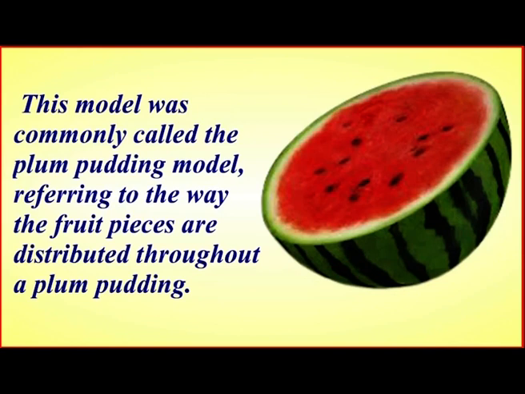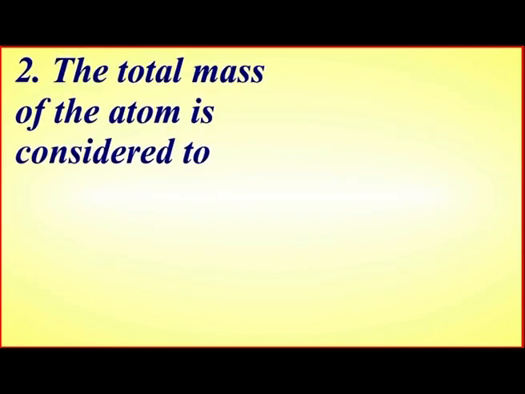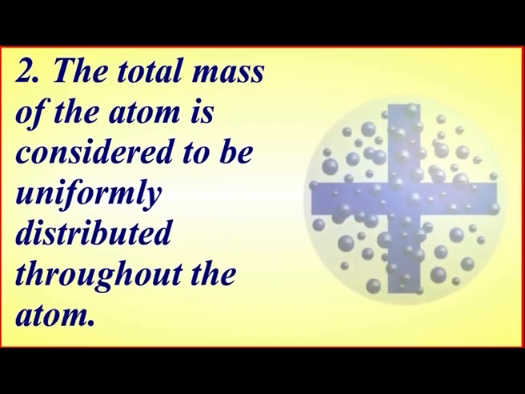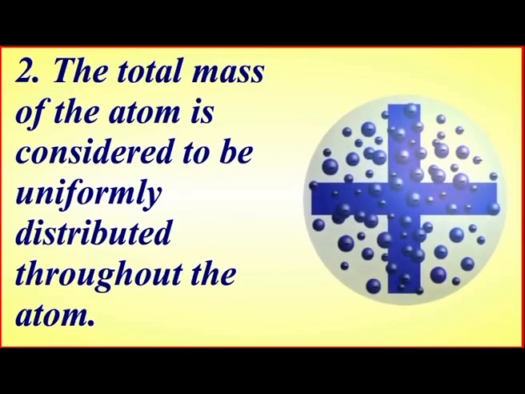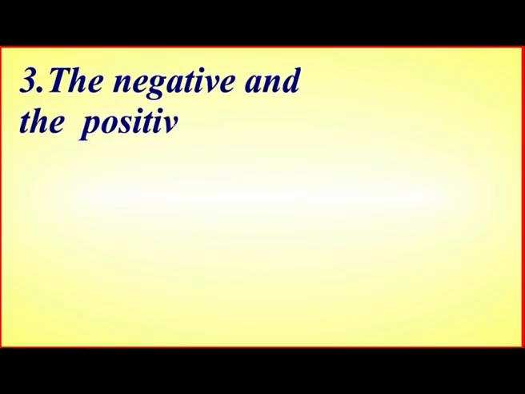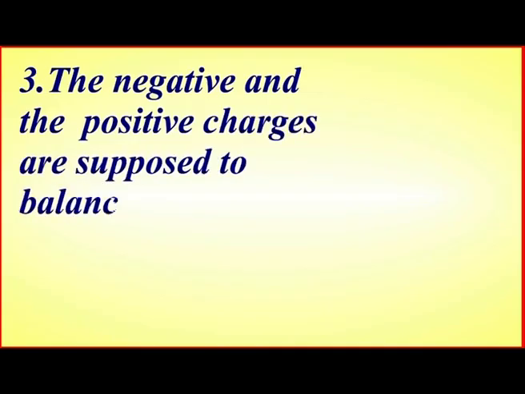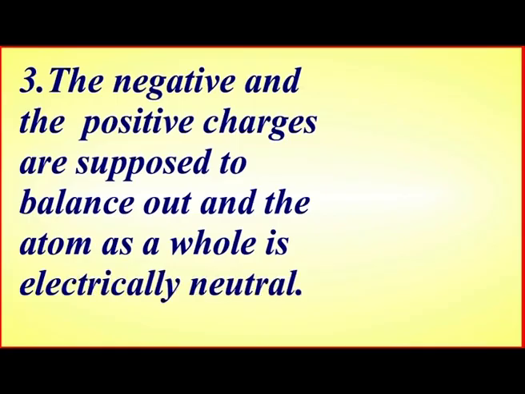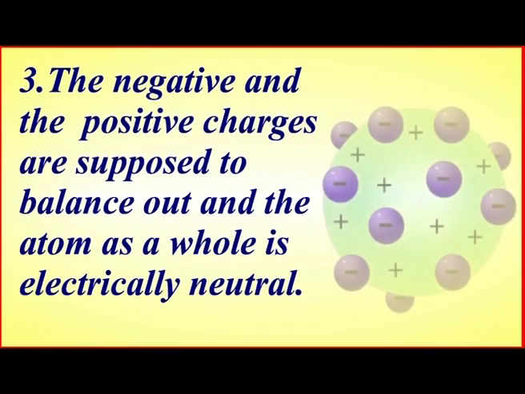Number 2. The total mass of the atom is considered to be uniformly distributed throughout the atom. That means the mass of the atom is uniformly distributed in the atom. Number 3. The negative and the positive charges are supposed to balance out and the atom as a whole is electrically neutral.